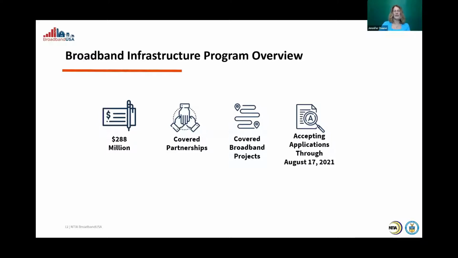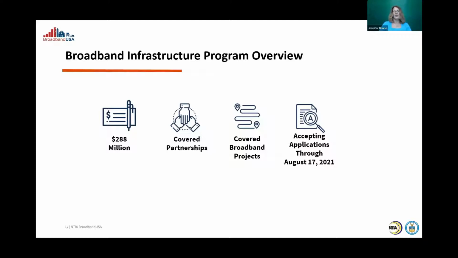The eligible applicants are covered partnerships, and those are a state or one or more political subdivisions of a state, working in collaboration with a fixed broadband service provider. They are deploying covered broadband projects, and these are defined in the Act as a competitively and technologically neutral project for the deployment of fixed broadband service that provides qualifying broadband service in an eligible service area.